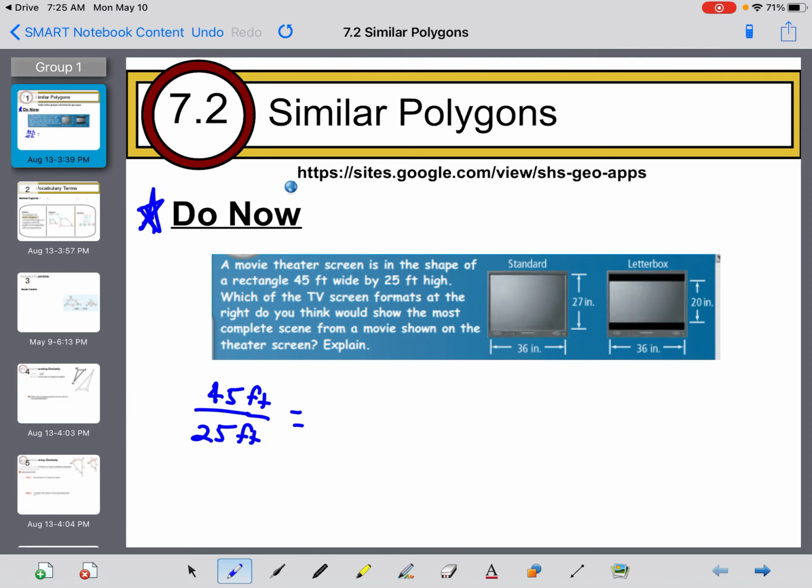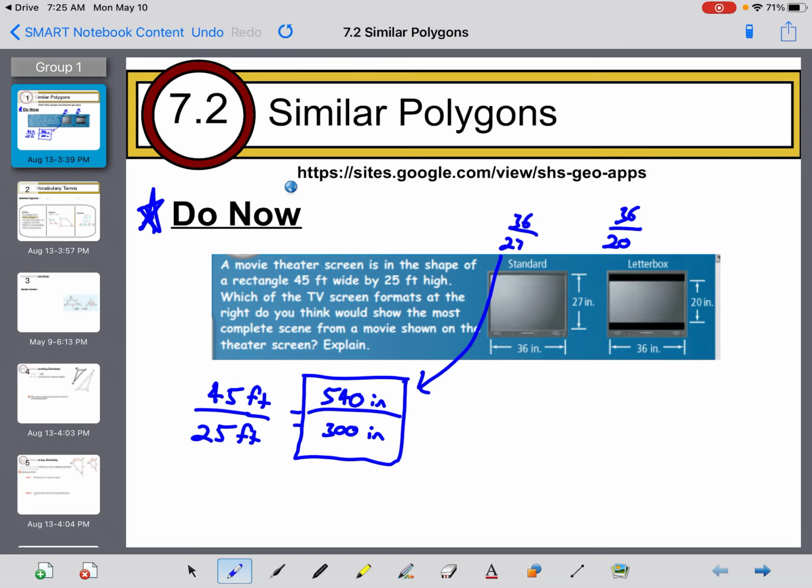Now if we were to convert that into inches, you have to multiply both of those numbers by 12. So that's 540 inches, and 25 times 12 is 300 inches. So this is what we're dealing with, the screen. Now, if you take a look, you have two different screen types, 36 over 27 and 36 over 20. So which do you think would fit of these two better on that screen?